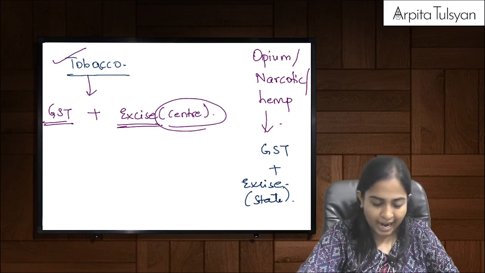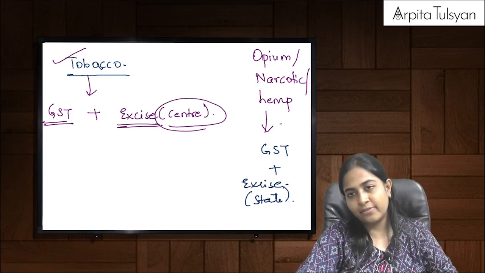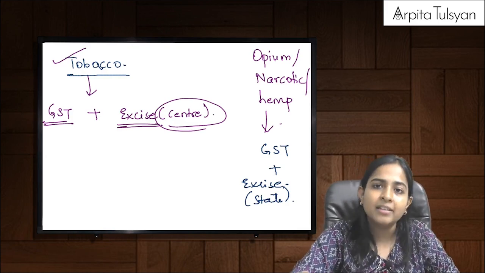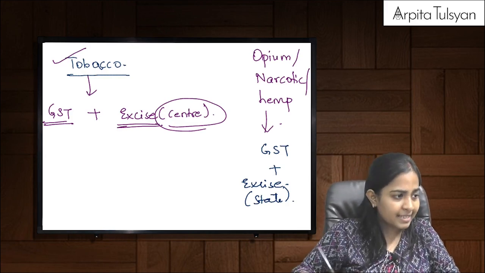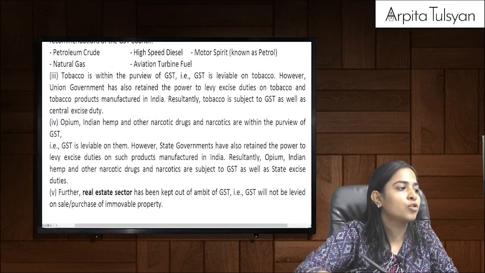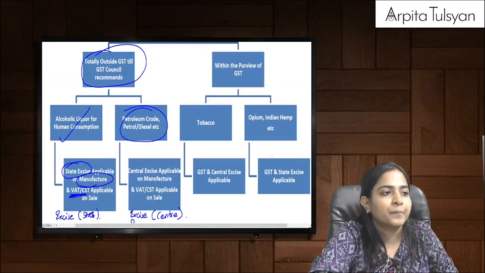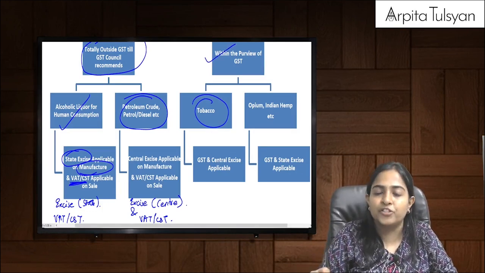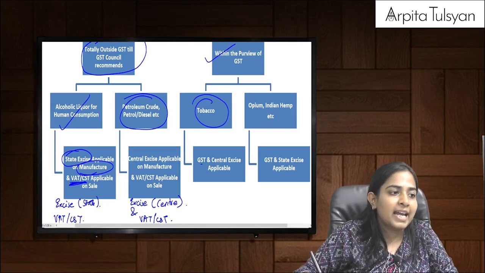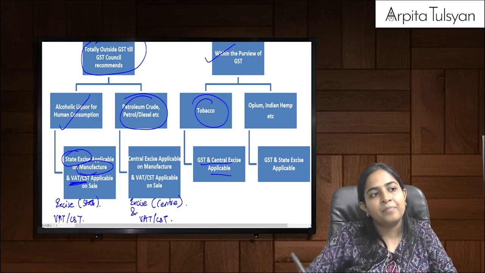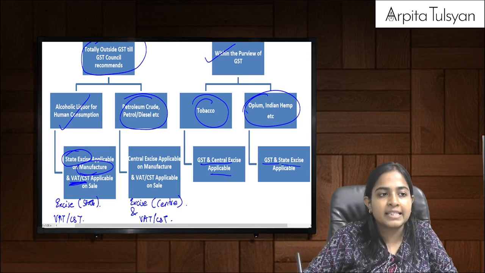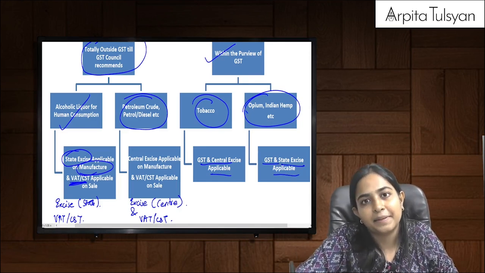But just remember, in the case of tobacco, excise will be levied by the center. And in the case of drugs, it will be levied by the state. Yes, and to sum this up, I have also put this in this chart. See this, tobacco. It is within the purview of GST. GST and central excise are applicable. And in case of drugs, GST and state excise are applicable.